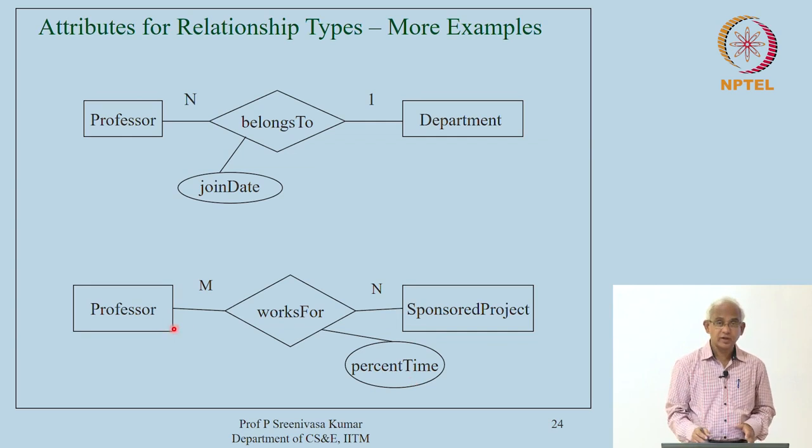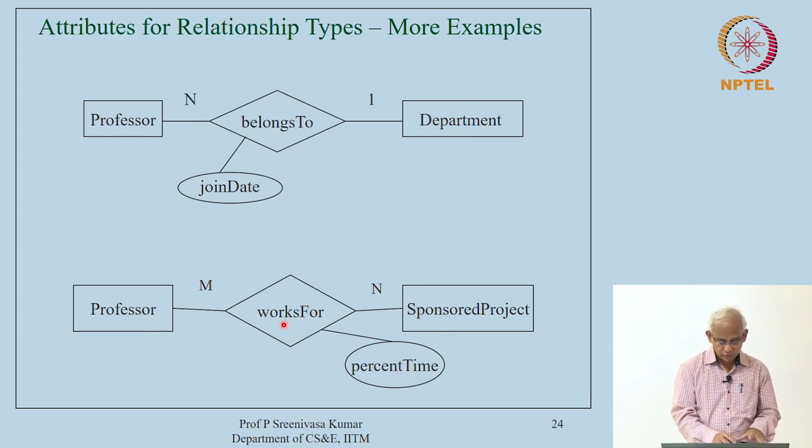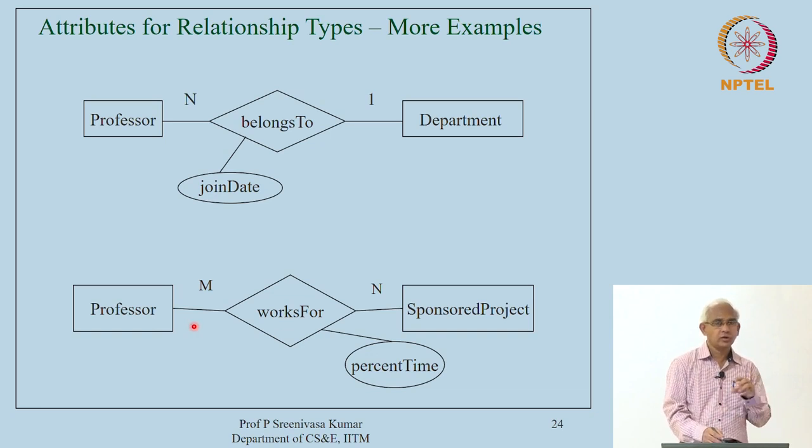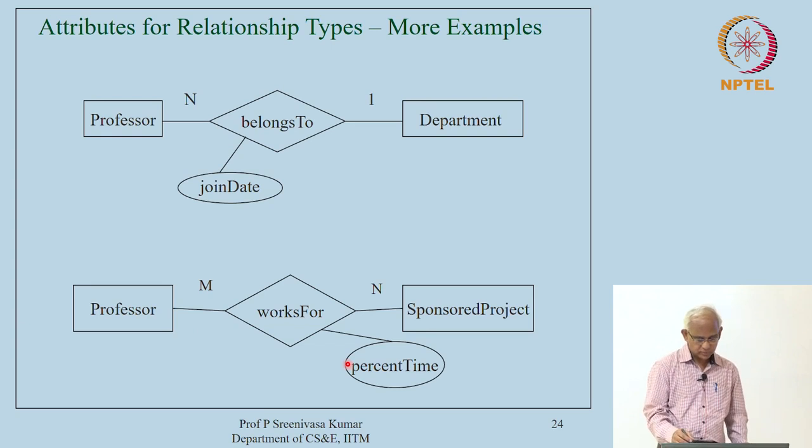Recall that this is a many to many relationship, and so the percent time is in fact an attribute of the association between professor and a particular sponsored project. So, a professor might have 3 sponsored projects and then might say that I am going to give 10% of my time to each of these 3. So, these are interesting scenarios which we can capture using these conceptual tools that are available. Any questions in what we have been talking about?